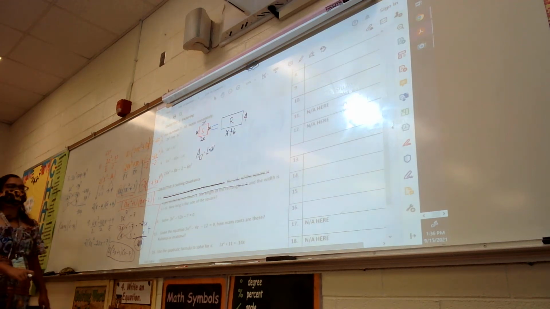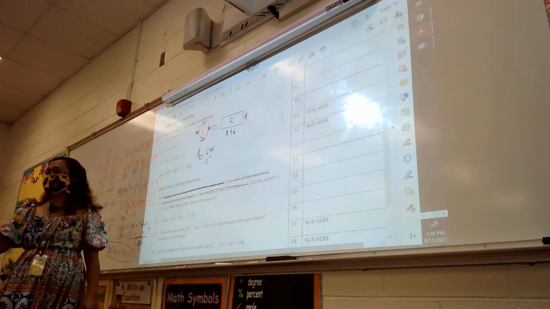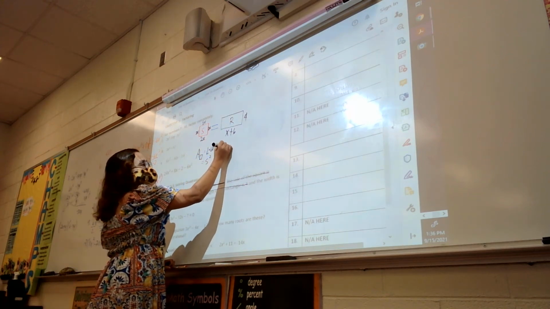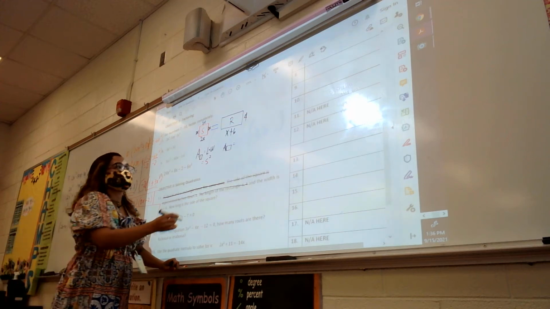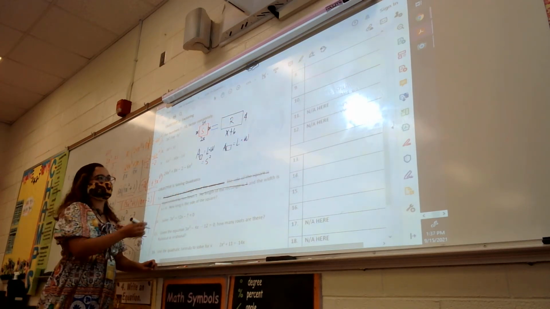Okay. Or you can have it as side squared, because they are on the same side. Next, rectangle. Area of a rectangle is equal to what? 4x plus 24. Length times width.